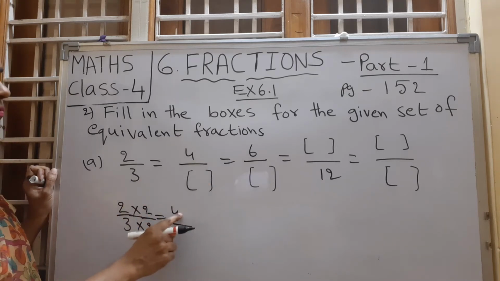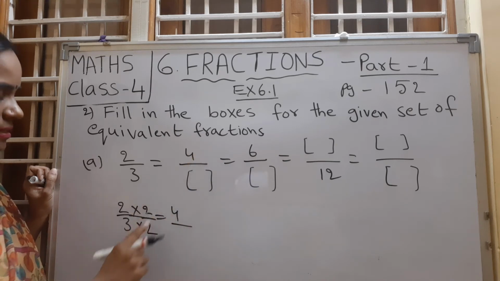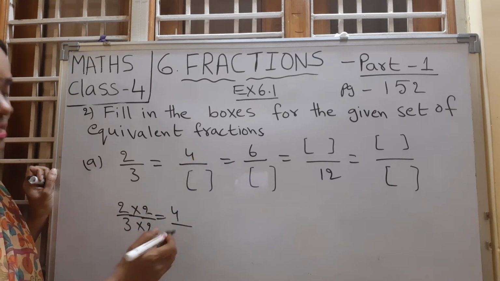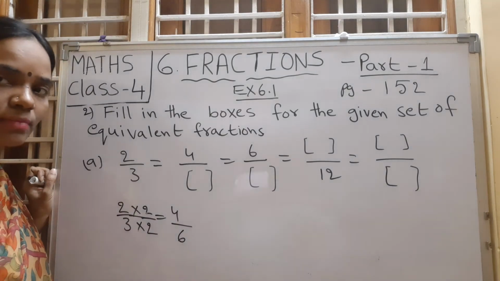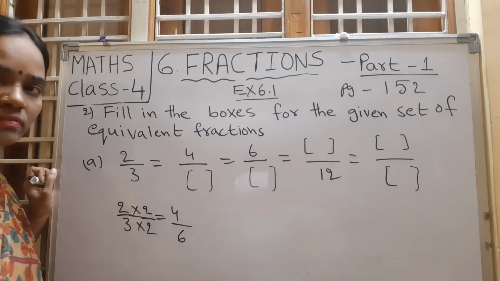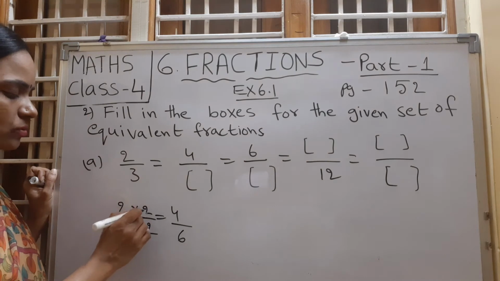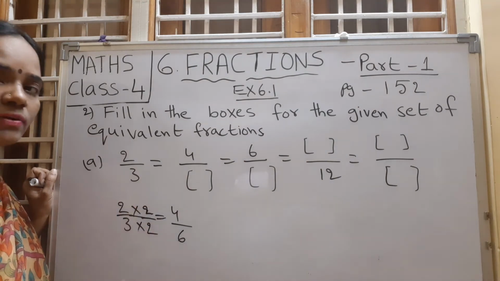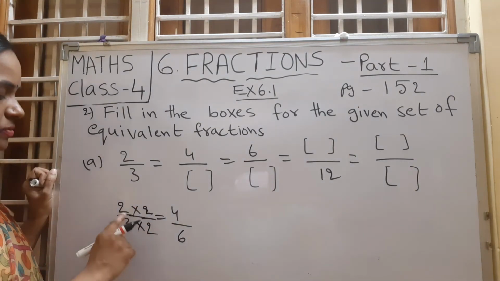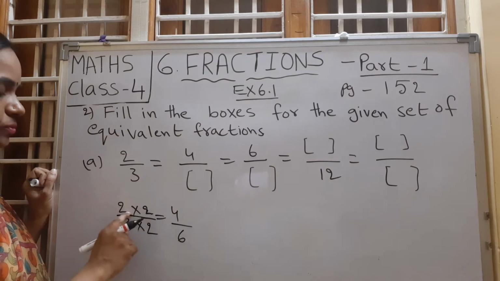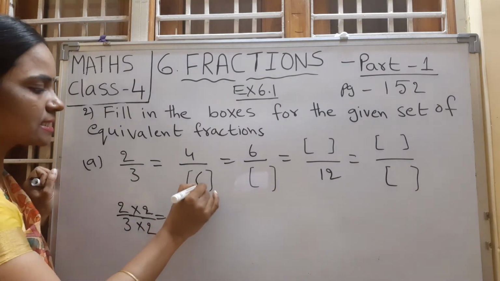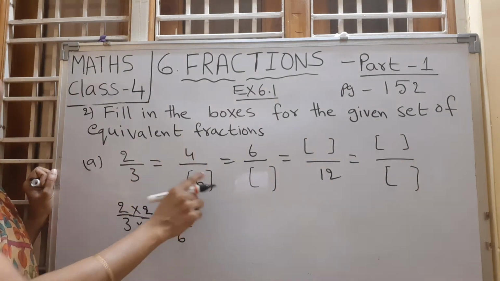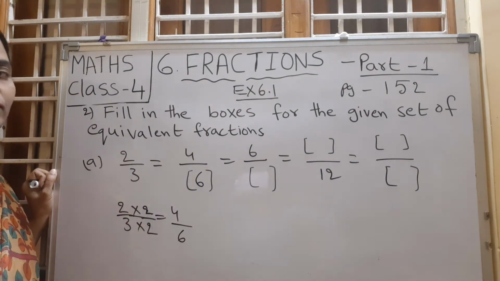So 2 2s are 4. That is the reason we got 4 here. Now down also, 3 2s are 6. Up and down with the same number we have to take multiplication to get the same value. Otherwise we will not get the same value. Don't take different values. Up and down we have to take the same value only. So 2 2s are 4, 3 2s are 6. So what is the missing number here? 6. So the fraction after 2 by 3 is 4 by 6.